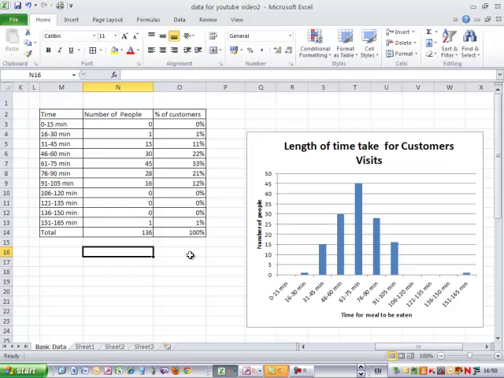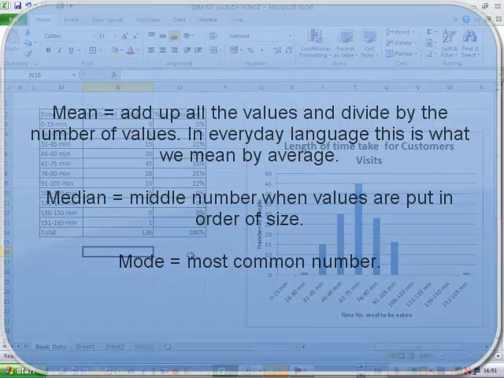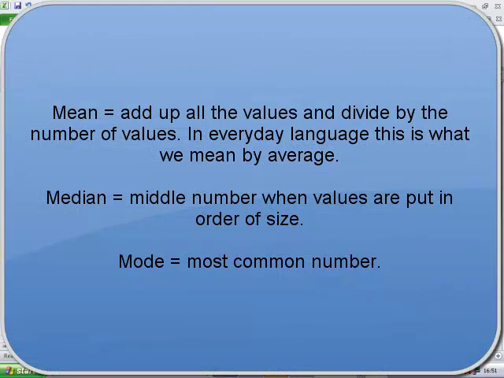There are three types of average. The mean is what we would commonly call the average. The mean is adding up all of the values and dividing by the number of values.